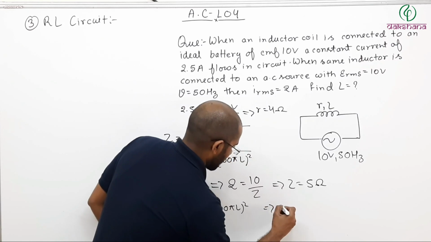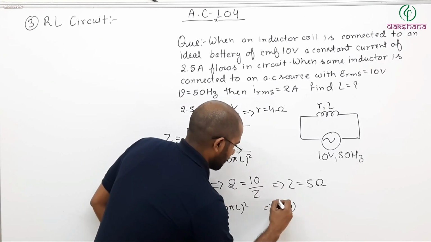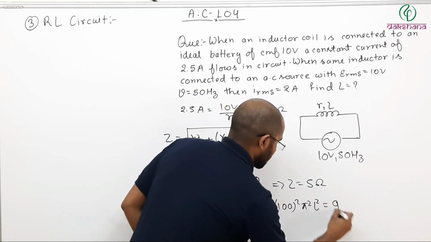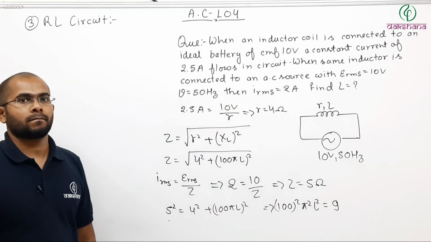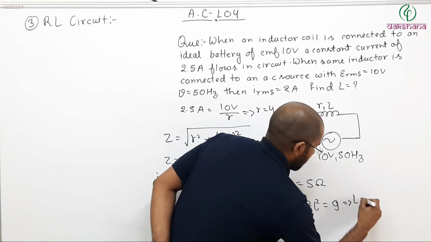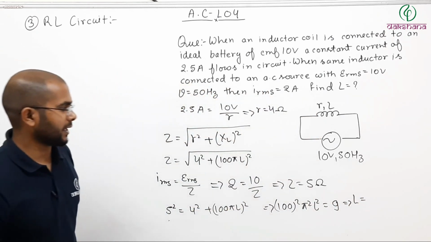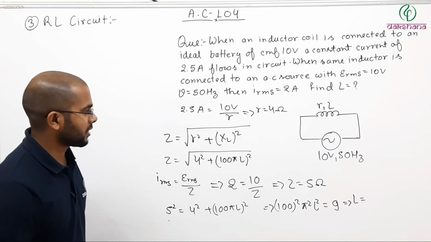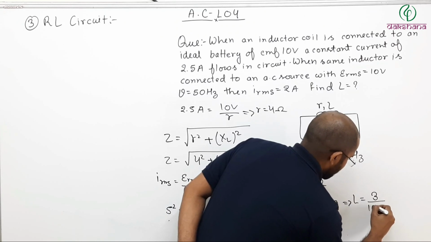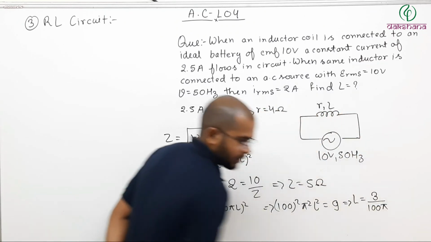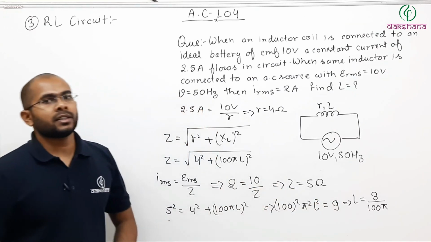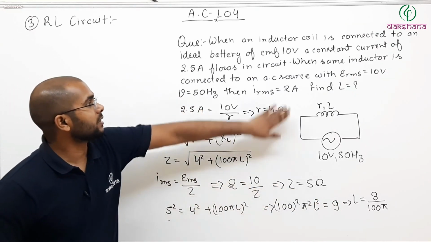So from where you will write 100 square pi square L square equals 9. So you will get L equals under root of 9 divided by 100 square pi square, that is 3 divided by 100 pi. So that would be your inductance of the circuit.